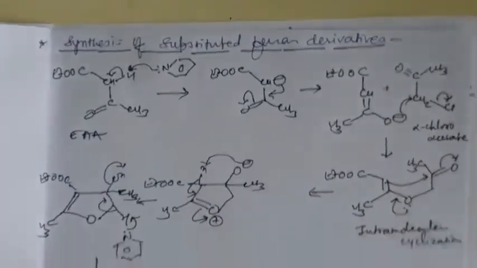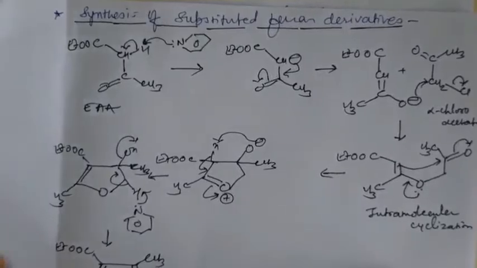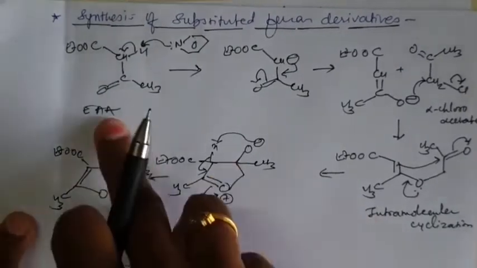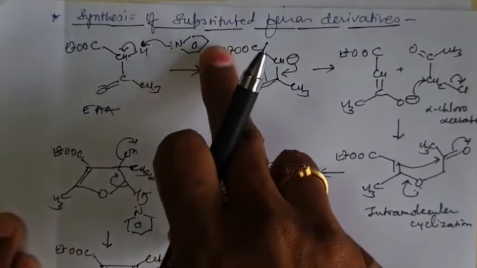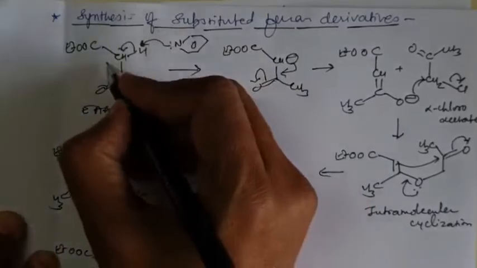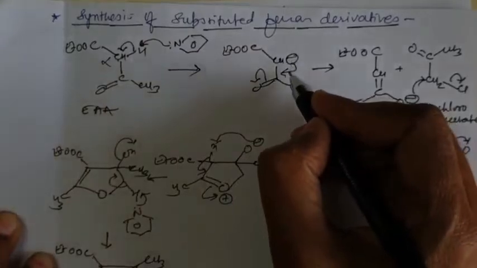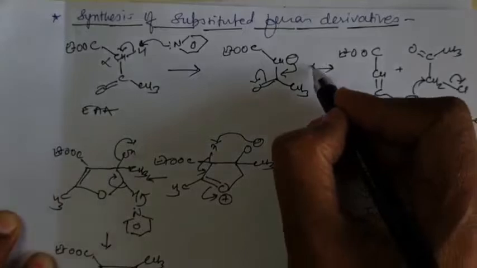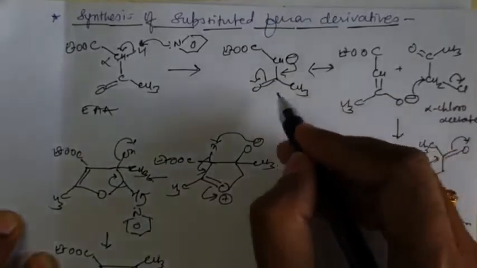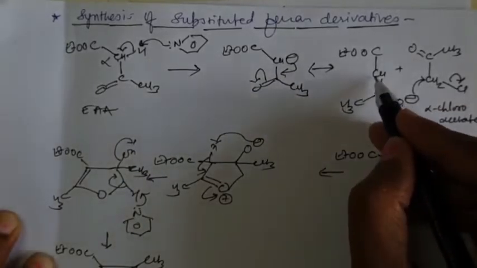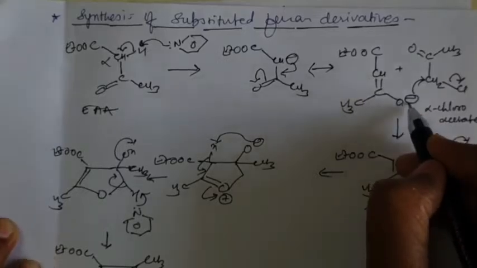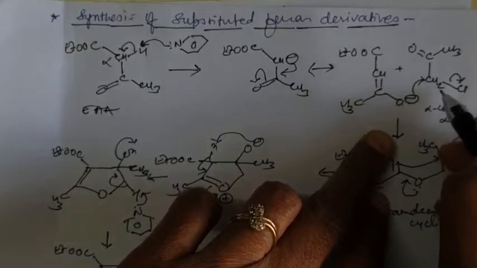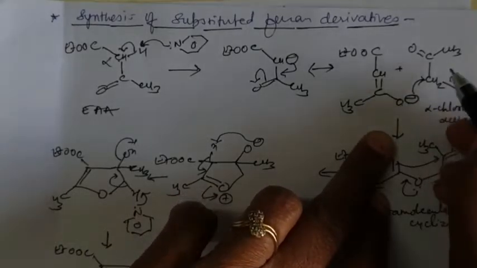Okay, so we can synthesize the substituted furan derivative. Here we are going to use the ethyl acetoacetate molecule. Pyridine is used as a base. It abstracts this alpha proton. Carbanion is generated, and then this carbanion forms the enolate ion. Okay, this enolate ion is there, and here instead of the carbanion, O minus is going to attack the alpha chloroacetone.